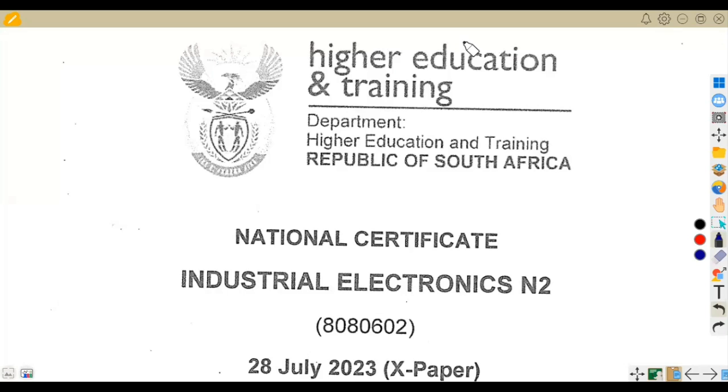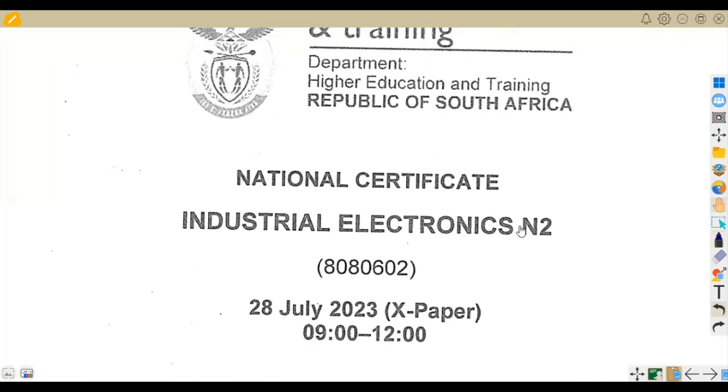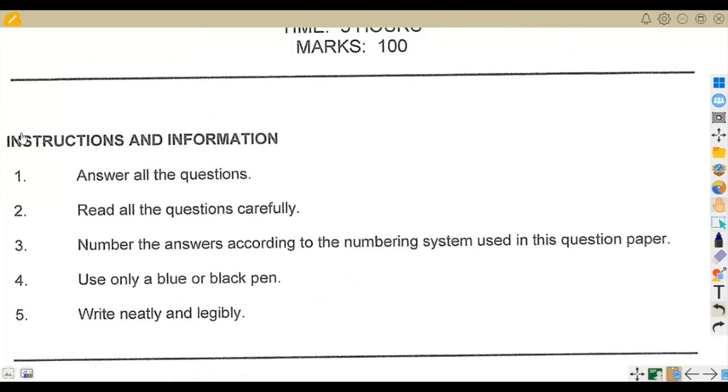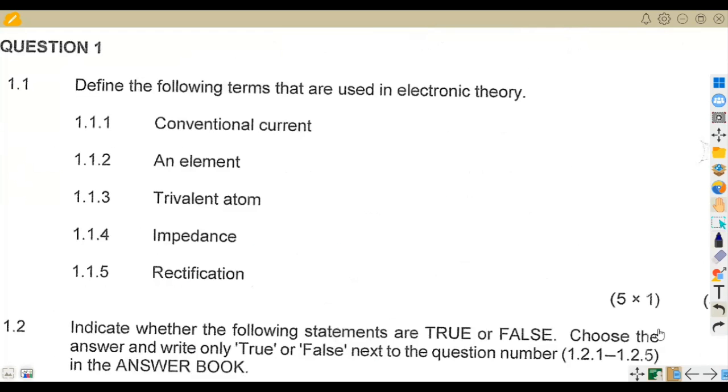So we shall consider our revisions now from the question paper that we wrote in July, that is for the August exams. So quickly rushing through the questions that we have. So as you know, guys, the next paper one that you write, make sure that you read your instructions and information carefully, of which everything here is clear.